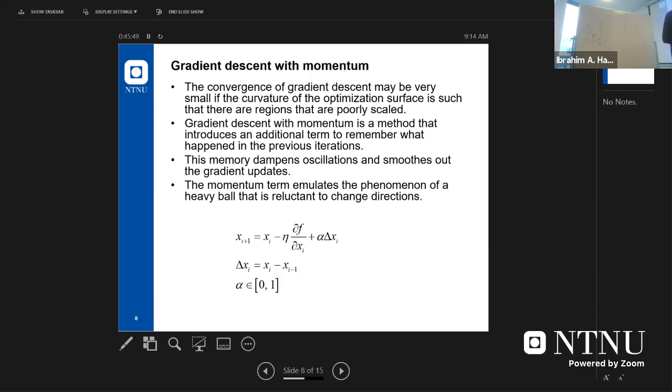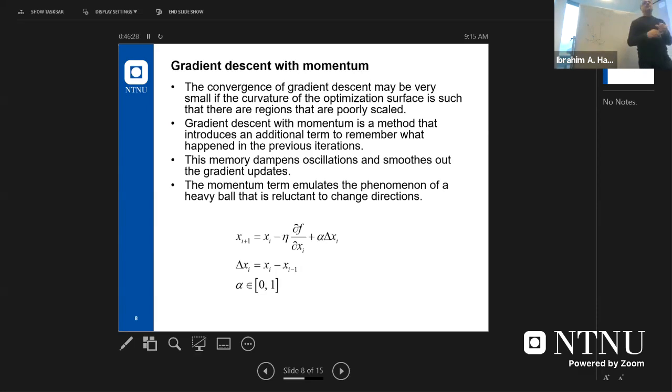Gradient descent with momentum term. This momentum term is very important for convergence. The convergence of gradient descent may be very slow if the curvature of the optimization plot is such that there are regions that are poorly scaled. I mean, sometimes it's bumpy. So when it's bumpy like this one, I need momentum. I need someone to push me. It's like when you are driving a car, for example, and it's bumpy. You just need someone to give you a push, right? This momentum term will help you to get this force.